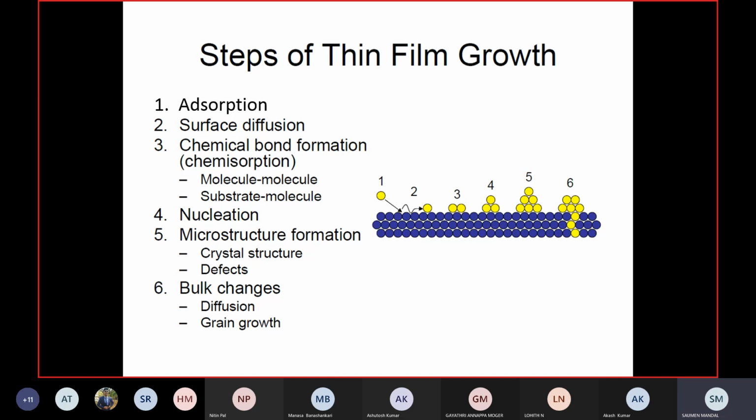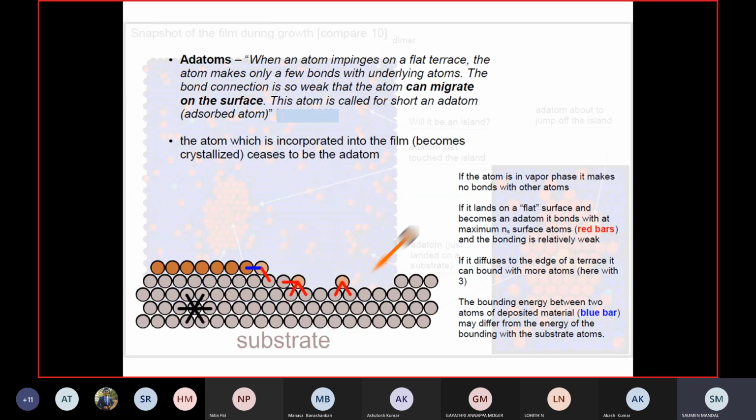Diffusion may sometimes happen according to the substrate temperature, and grain growth. Whatever grain is formed will slowly grow. That's why, in a thin film, if you see the surface topography using atomic force microscopy, it sometimes looks different, but if you see the cross-sectional SEM, it looks different. In the characterization part, I will talk about this.